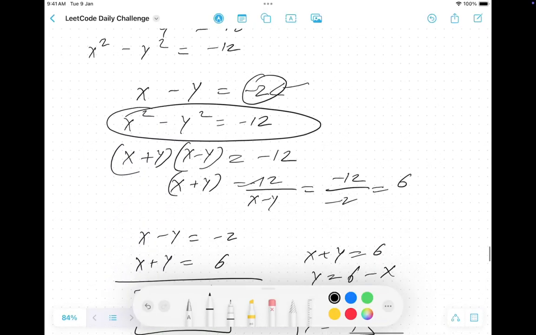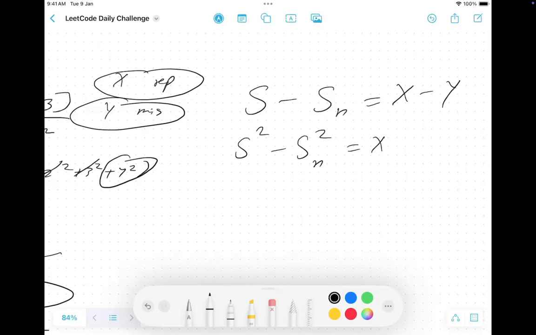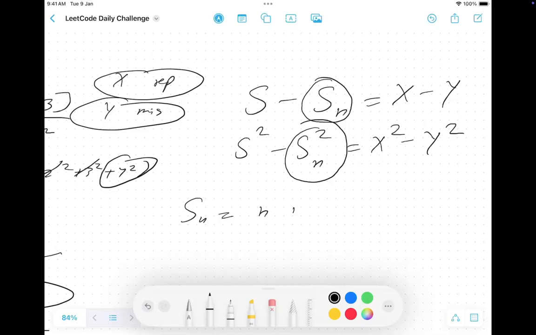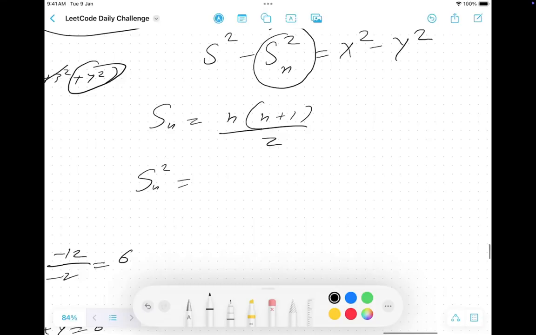So what we need to do? First we need to find s minus s n, which is x minus y. Then it is x square minus x square n, which is x square minus y square, right? So first let's find this value. But before jumping into this, what is Sn or what is S square n? Sn, summation of n terms. We can write it like this, right? Summation of n terms. Summation of n square terms. We can write it like this.